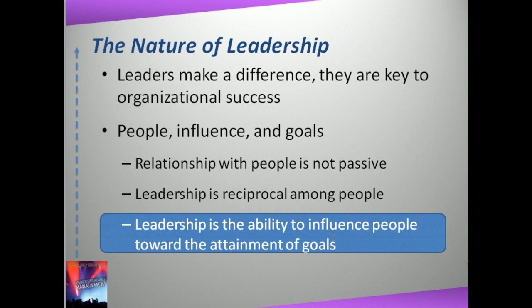So leadership is defined as the ability to influence people toward attaining company goals, or attaining goals, period. Influence means that the relationship among people is not passive, and influence is designed to achieve some end or goal. Leadership is also reciprocal, occurring among people, and it is dynamic and involves the use of power to get things done. By this process, a person exerts influence over other people and inspires and motivates and directs their activities to help with these goals. And that person who can do such a thing is called a leader.